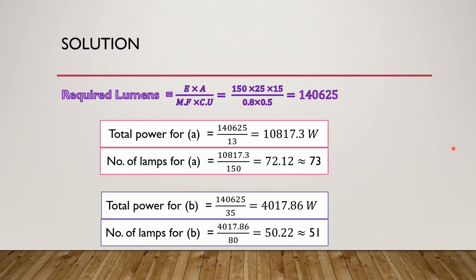And for the second one, option B, the efficiency is 35 lumen per watt. If you divide the total lumen by that, you are going to get 4,017.86 watts. Then since the power of each lamp in that option is 80, we divide that total power by 80, and we get 50.22 lamps, which is 51 lamps or 50 lamps to make it a round figure. So this is how we use the method, and that is called the lumen method. Thank you for your attention.